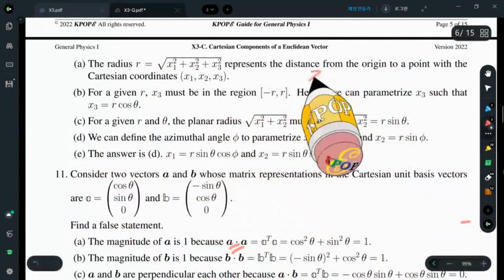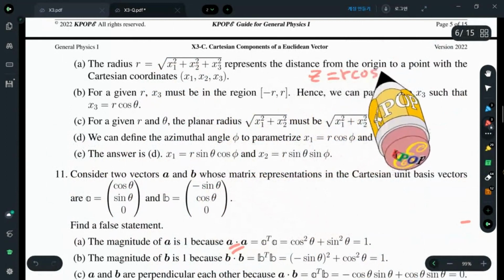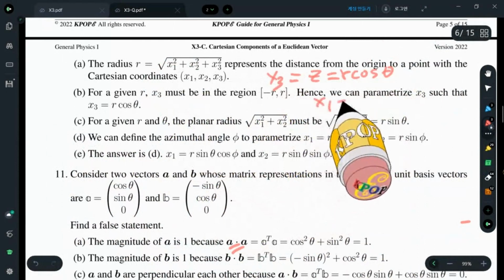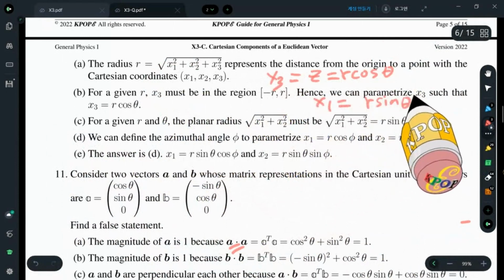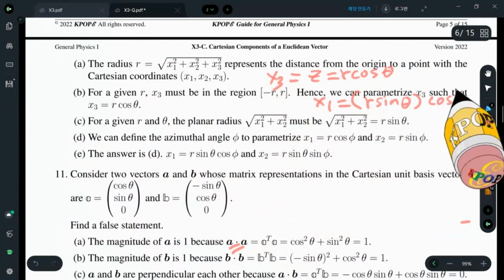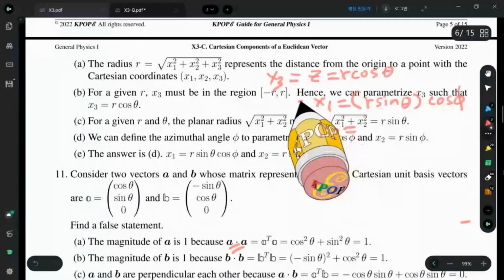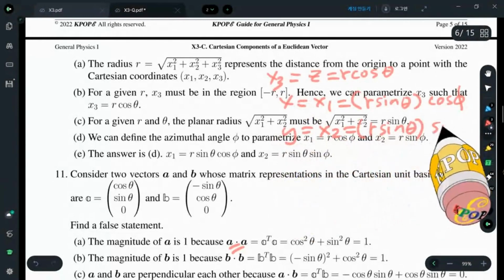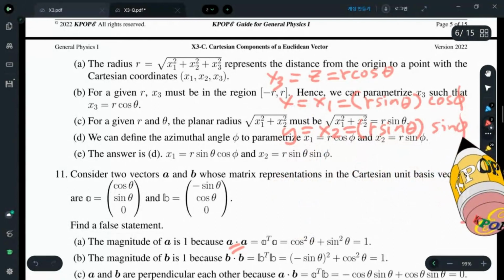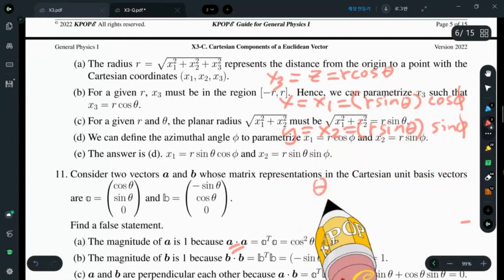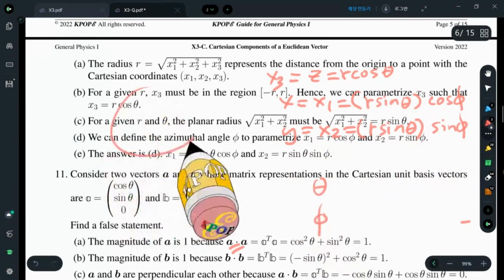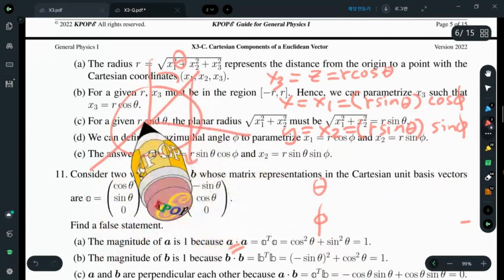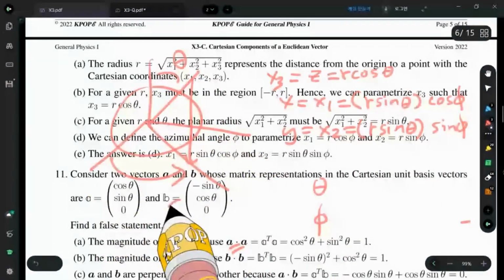The z component is r cosine theta. This is x3, and the x component is r sine theta multiplied by cosine phi. X2, that is y, is r sine theta sine phi. So theta and phi: this is a theta, this is a phi.